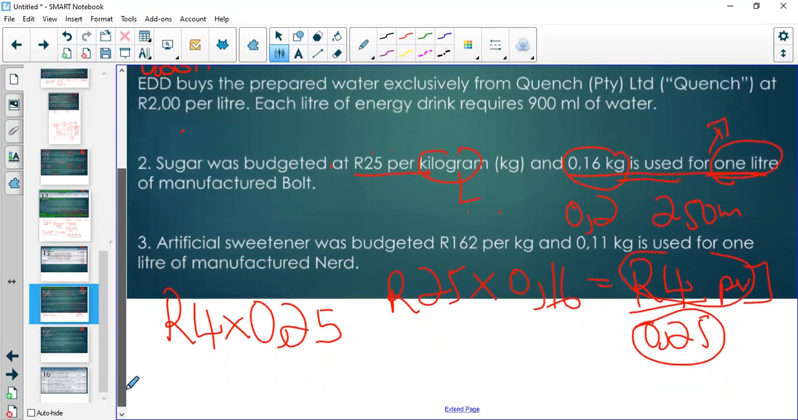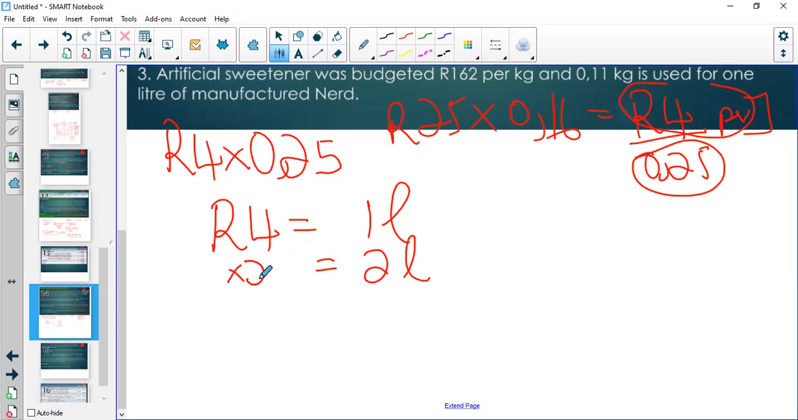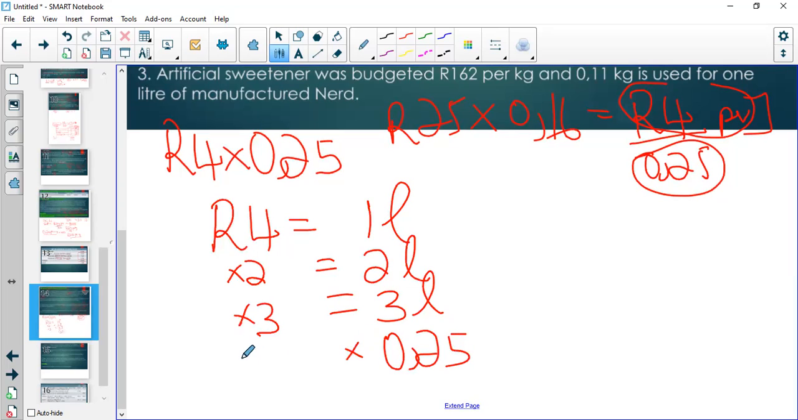So I will just quickly demonstrate again. We determined the cost of 1 liter is 4 rand. So obviously the cost of 2 liters, we're going to multiply by 2. The cost of 3 liters, we're going to multiply that by 3. And the cost of 0.25 liters, we're going to multiply that by 0.25. So we want this for the 0.25 multiplied by 4, right? And so that's the adjustment we need.